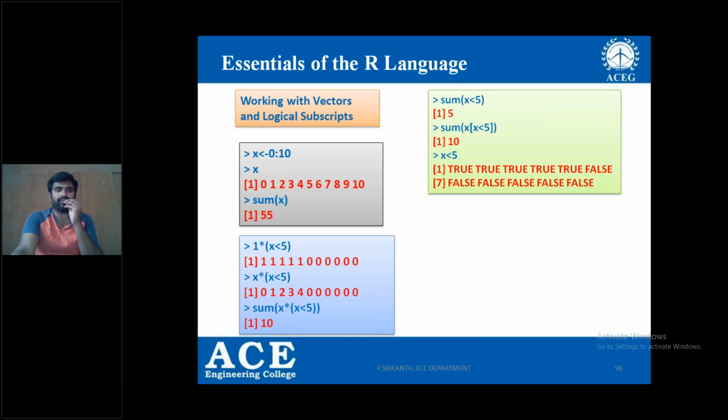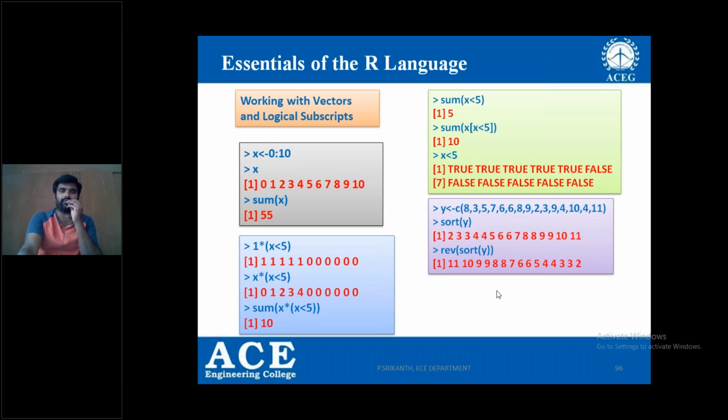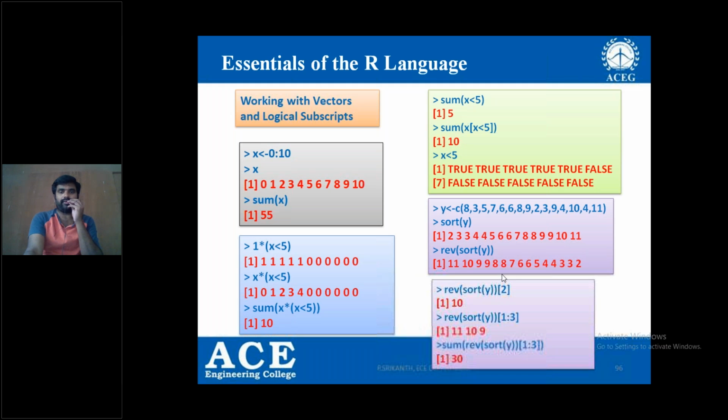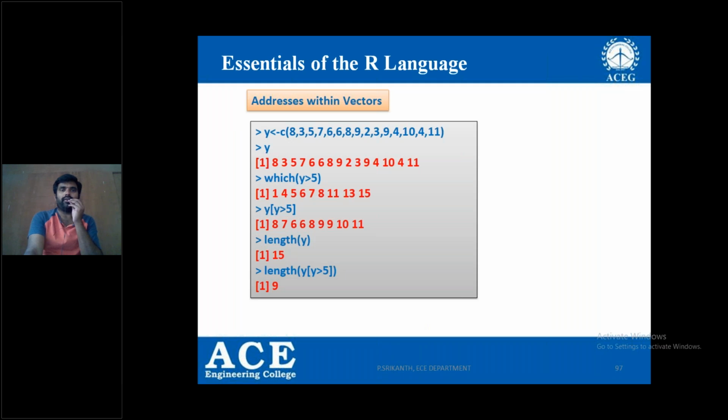Just simple examples I've shown of the operations that you can perform on vectors. Here is a simple example: if I say x into x less than 5, this x less than 5 will take the values of the object x that are less than 5, and those values are going to be multiplied with x. Right? Just some examples. For example, I am taking a vector y, and the vector values are sorted, and here is the reverse of that particular sorting.